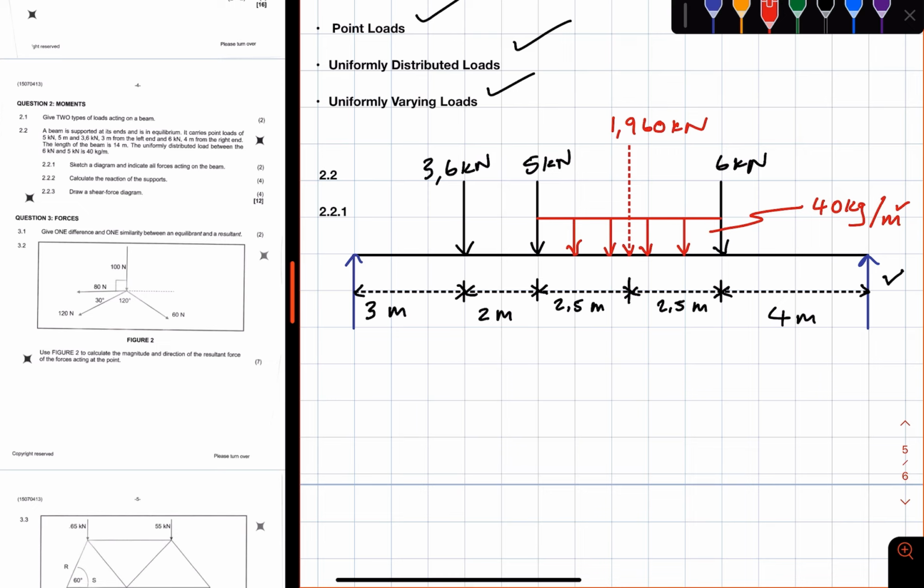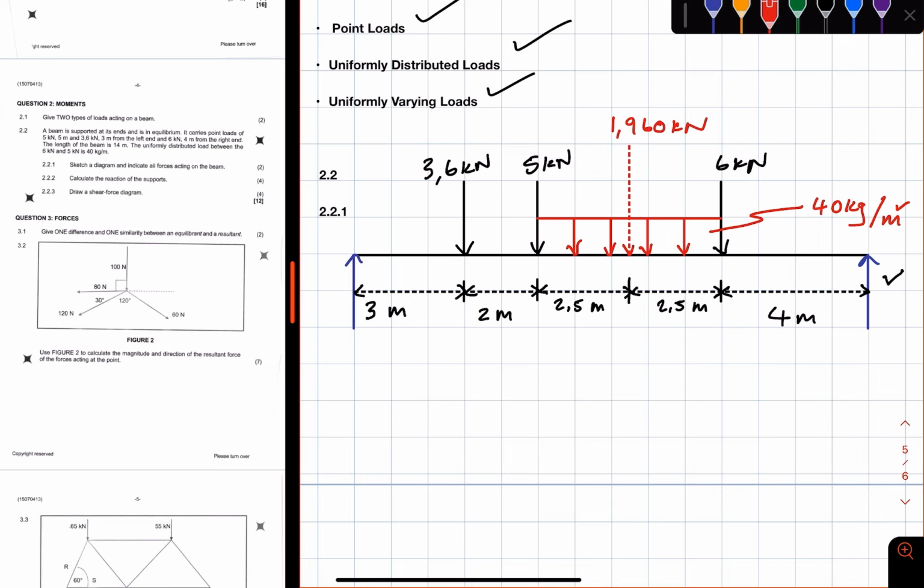So the weight of the beam is going to act at half the span of the UDL, right? Remember, the span of the UDL is 5 meters. Hence, the weight of the UDL is going to act at half of that span. So half of 5 meters is 2,5 meters. So 2,5 from the right end and 2,5 from the left end, right?